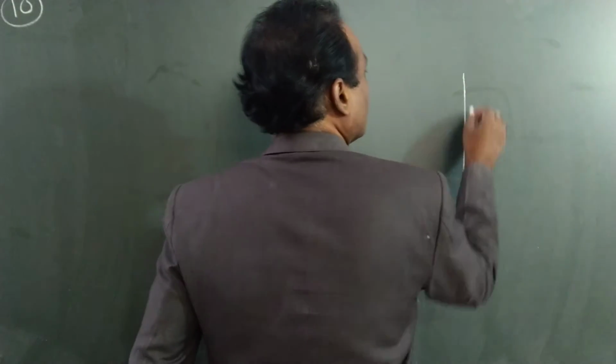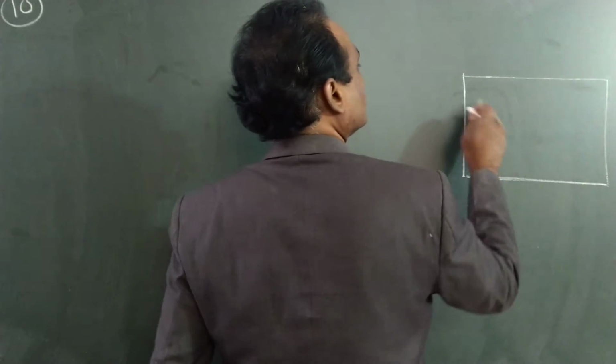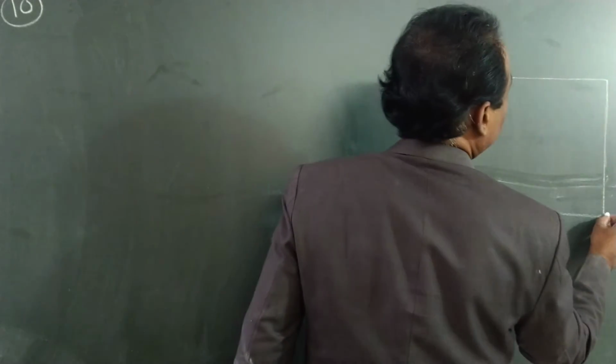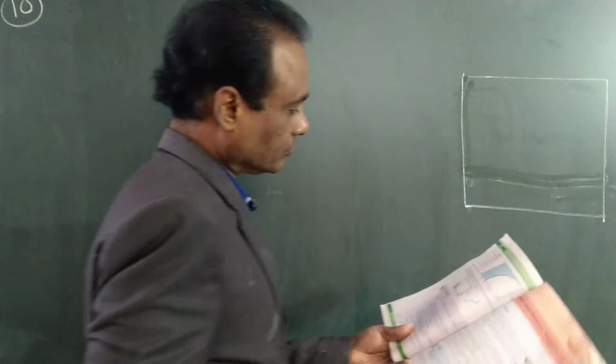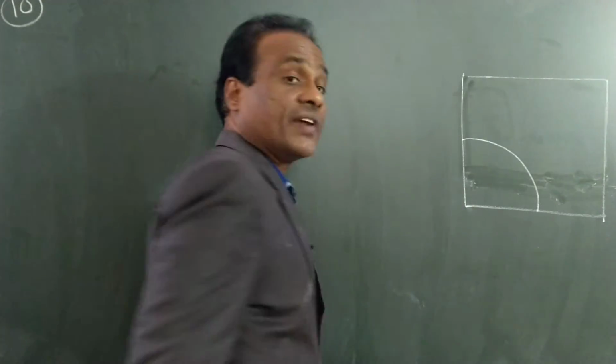All of you open the textbooks to page 230. Page number 230, 10th question. Students, see the textbook and draw this diagram which is given in the textbook. See the diagram, draw the given diagram.